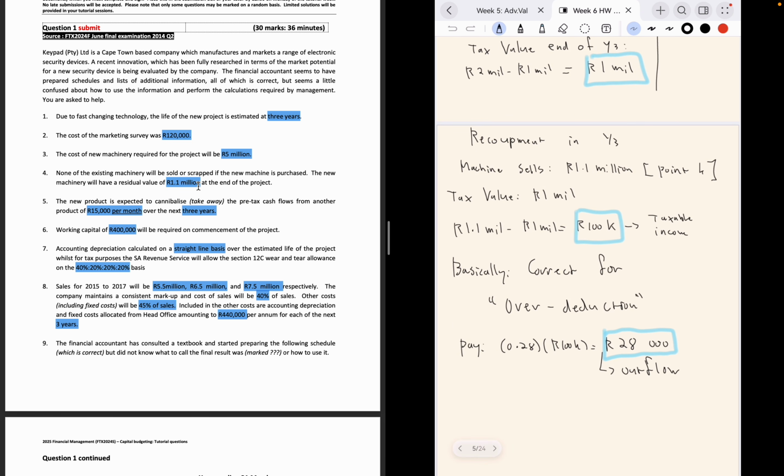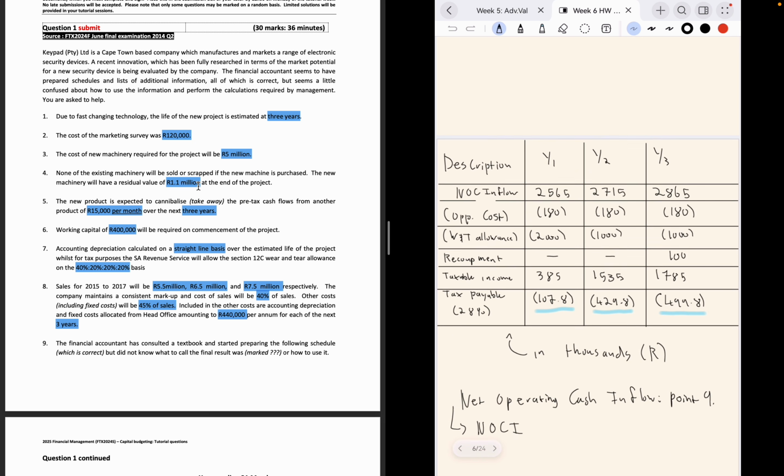So it says that SARS tells us you owe us 1 million rand on the basis of your ownership of this equipment. That's what's taxable after you've deducted your wear and tear. But now we're selling it for 1.1 million, or that's the residual value. So that 100,000 rand is taxable income. So it's essentially a correction for an over deduction from SARS. So what you now pay, given that the tax rate is, it's always 28% in these questions, but they give it to us as well, so you pay 0.28 times 100,000, that gives you a 28,000 rand outflow, right? So that's your recoupment in year three.